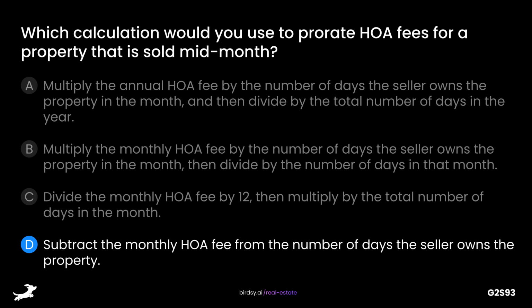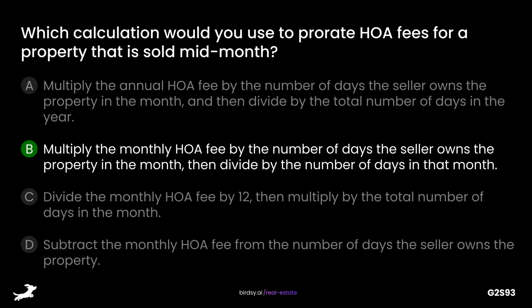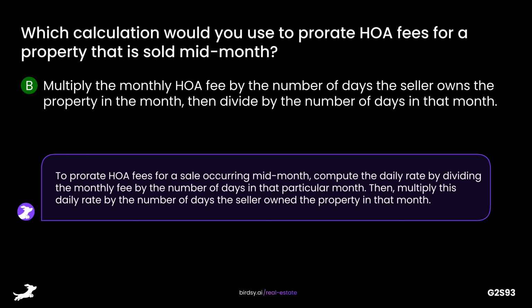Or D, subtract the monthly HOA fee from the number of days the seller owns the property. The answer is B, multiply the monthly HOA fee by the number of days the seller owns the property in the month, then divide by the number of days in that month. To prorate HOA fees for a sale occurring mid-month, compute the daily rate by dividing the monthly fee by the number of days in that particular month. Then, multiply this daily rate by the number of days the seller owned the property in that month.